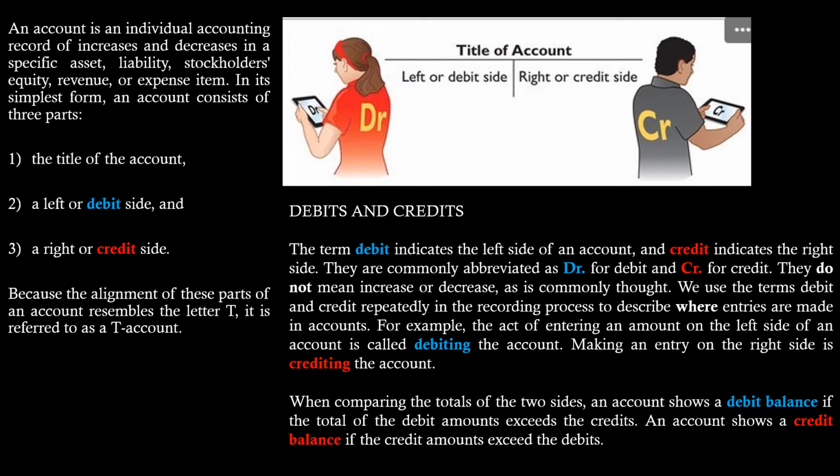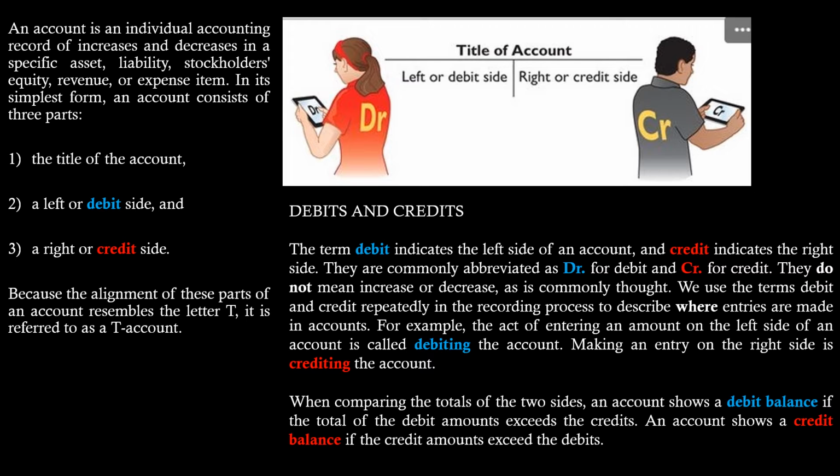So debits and credits, right? The term debit identifies the left side of the account and credit identifies the right side. They're commonly abbreviated as DR for debit and CR for credit. They do not mean increase or decrease, as commonly thought. We use the terms debit and credit repeatedly in the recording process to describe where entries are made in the accounts.